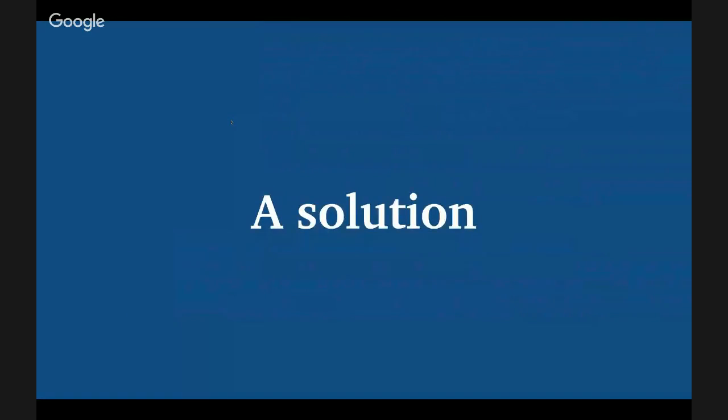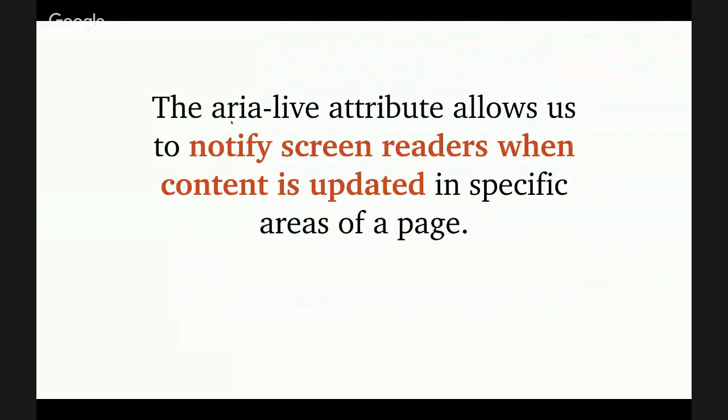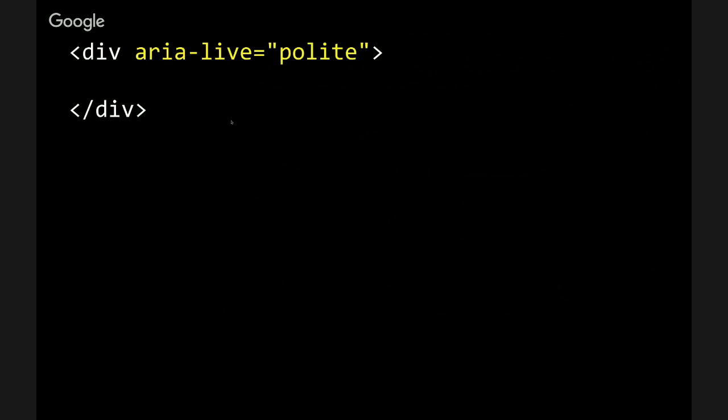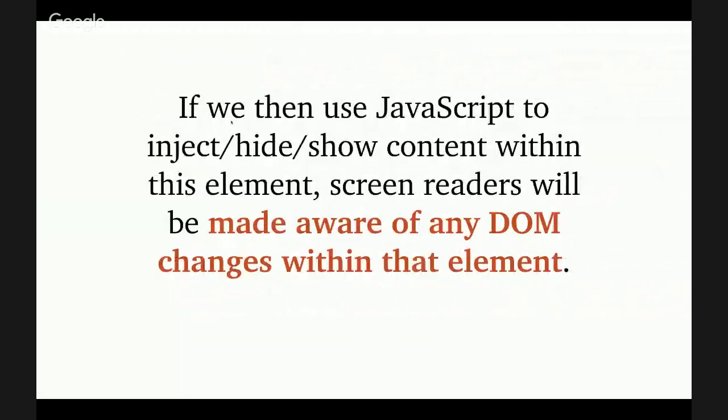Okay, so what are the solutions? Well, ARIA live is our great friend here. This attribute allows us to notify screen readers when the content is updated on specific areas of the page, and we can apply it to any HTML element. It's just done like this. Here's our div, and we've got aria-live as the attribute, and in this case the value is polite. I'll talk about the three options in a second. Now we can use JavaScript to inject content inside that element, and screen readers will be made aware that the DOM has changed within that element.